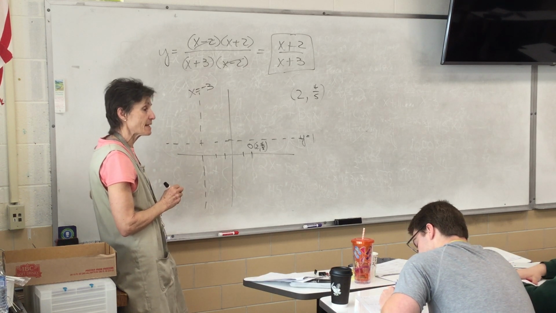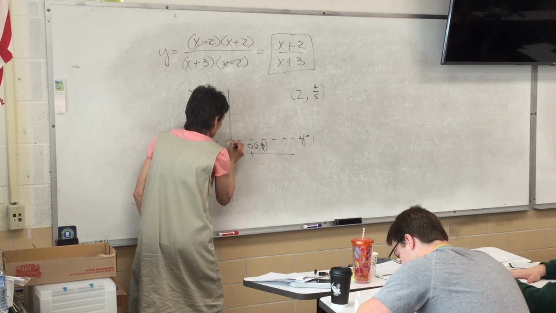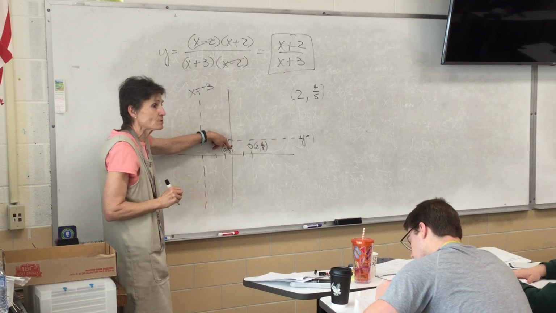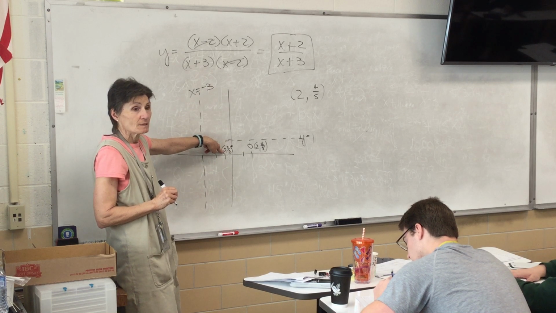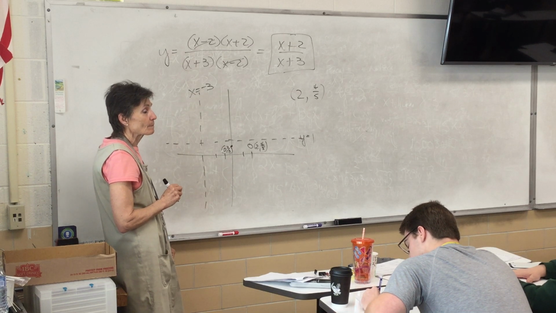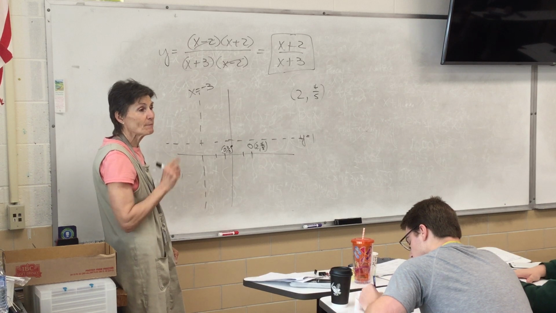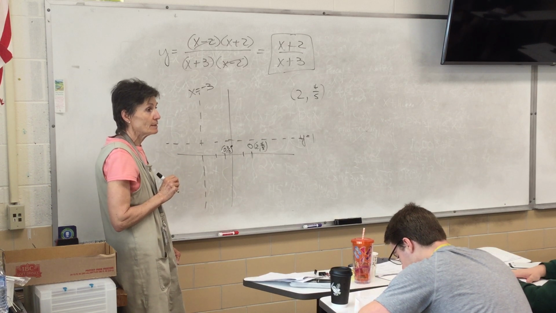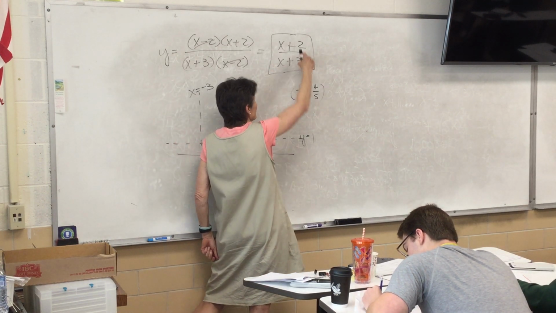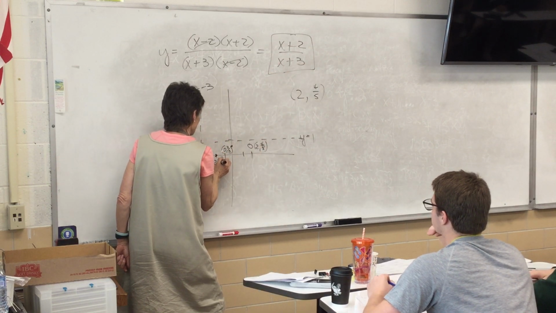How about intercepts? Sam? Y-intercept would be 2/3. Perfect. And Sam got that by plugging in 0, because if you are a y-intercept, your x is 0. And then where's my x-intercept? Don't be confused. What makes your answer 0? -2? Yeah. If you put in -2, y equals 0. So you have an x-intercept at -2.